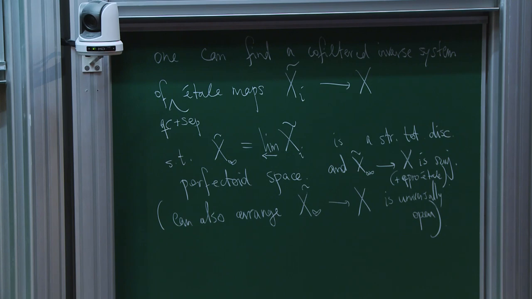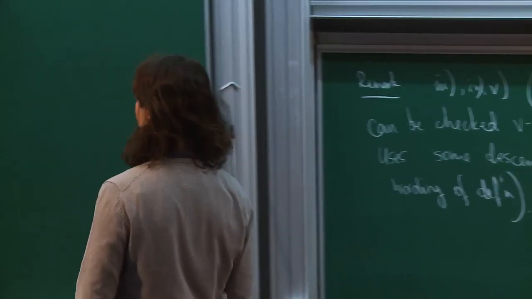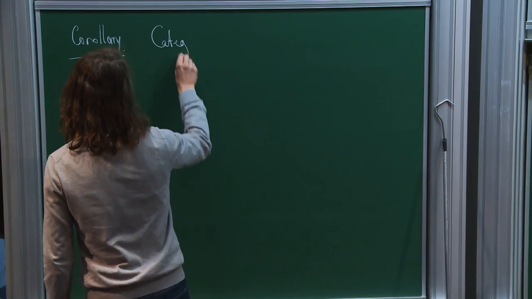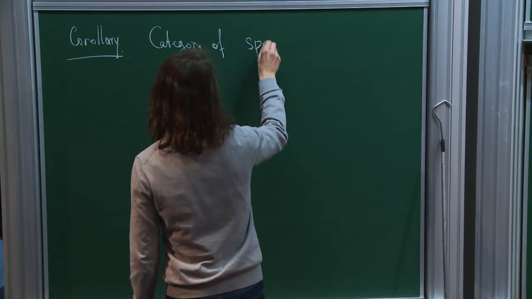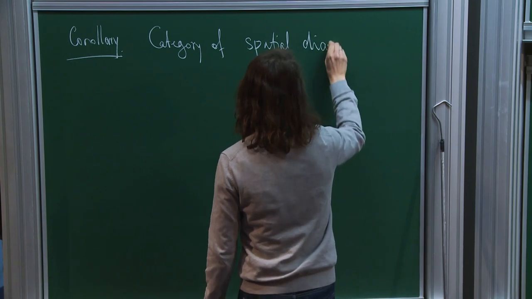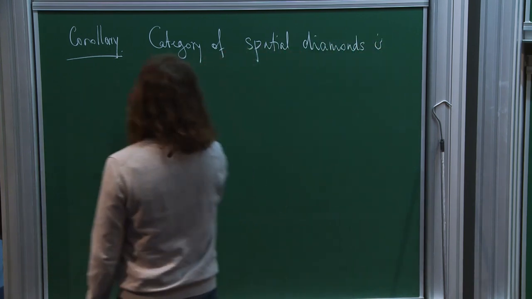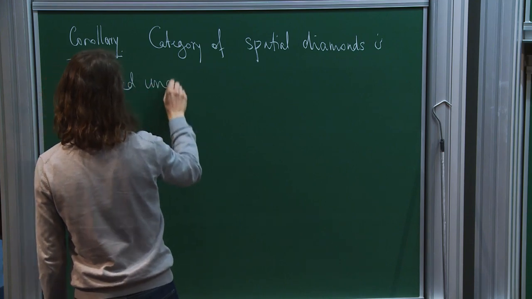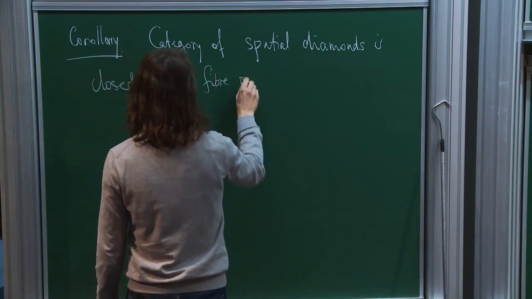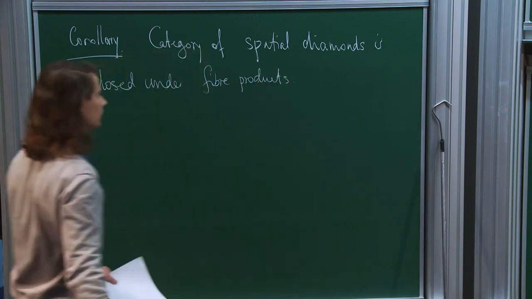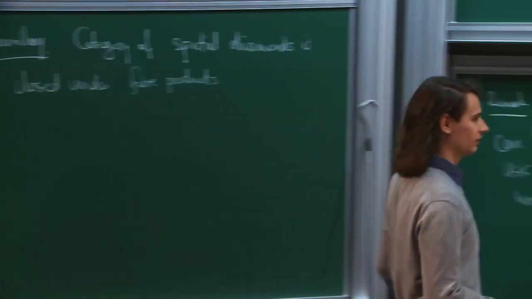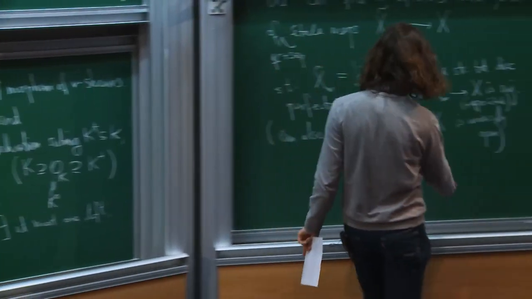All right. For example, one corollary of this is that the category of spatial diamonds is closed under fiber products. I don't want to explain how this follows, but it has to do with this topology underlying the definition of spatial diamonds and this fact that the map is universally open.